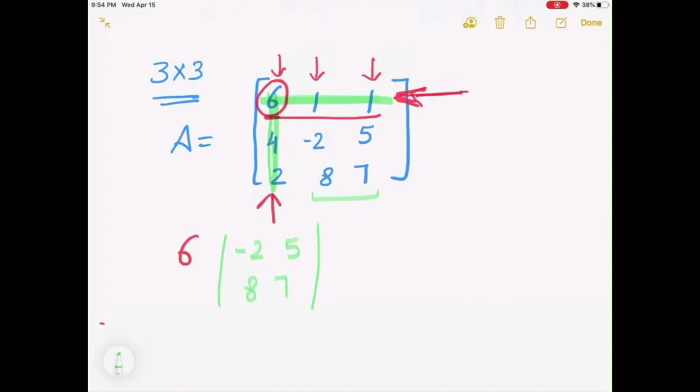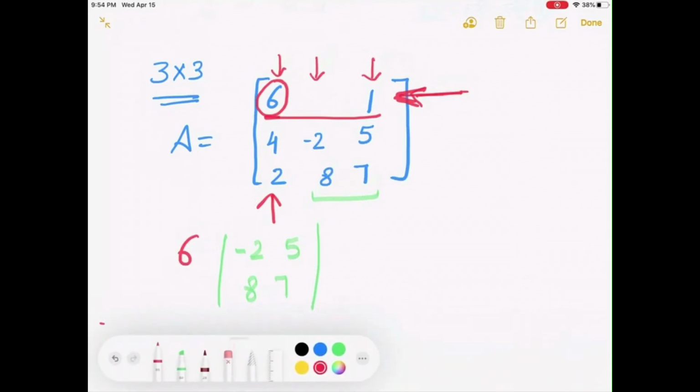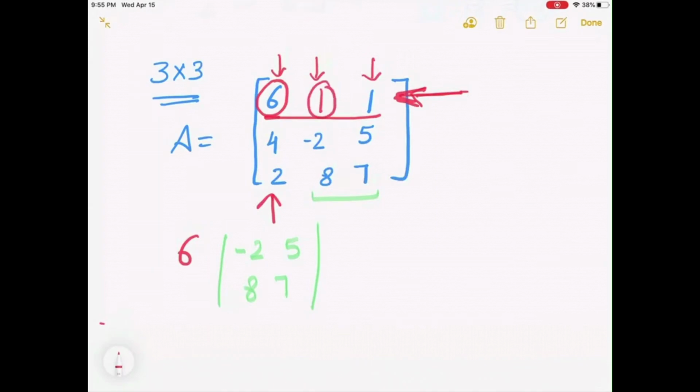Now let's move on to the second number. Let me just erase this part first. Now I need to deal with the second number, which is 1. This 1 is going to get multiplied by its 2 by 2 matrix. So you need to cover the row and the column it's in. Let me use a highlighter. If I cover the row and the column it's in, I have a 2 by 2 matrix of 4, 5, 2, and 7. Here you go.